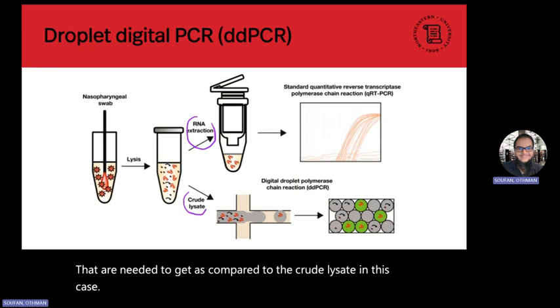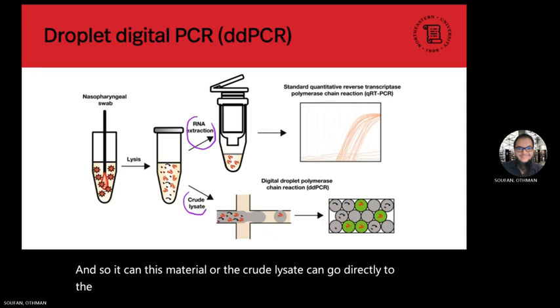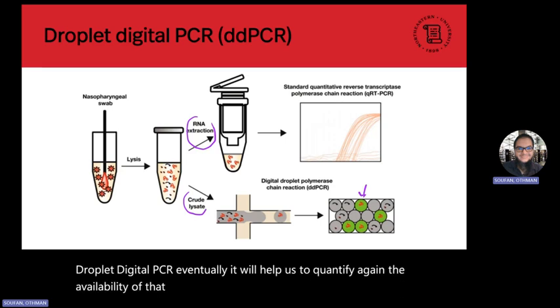Okay, and this material, or the crude lysate, can go directly to the droplet digital PCR. Eventually, it will help us to quantify again the availability of that mRNA target and so on and so forth. The crude lysate itself involved.